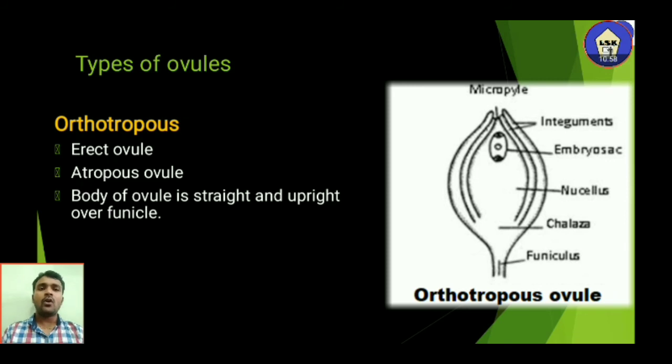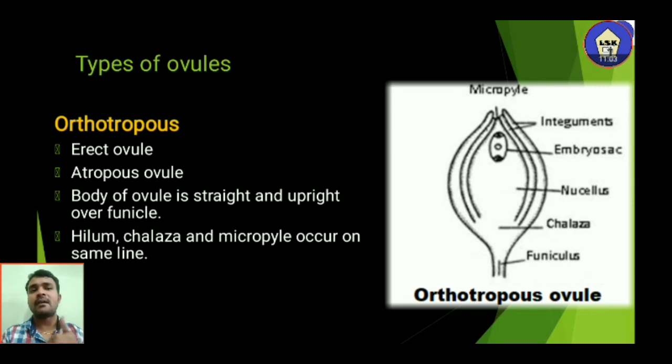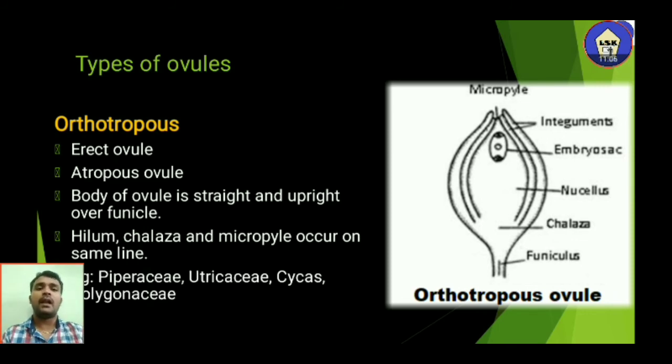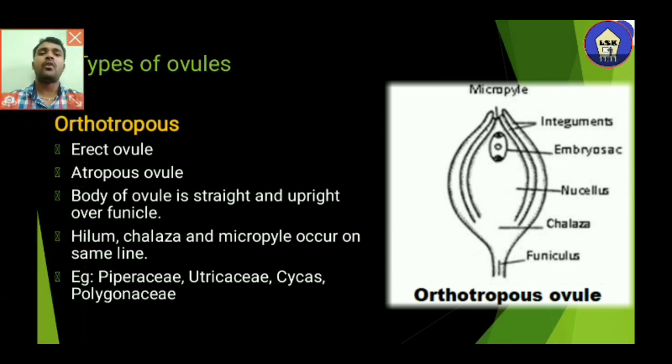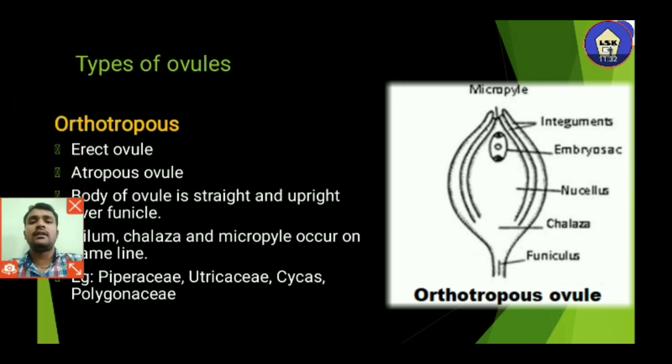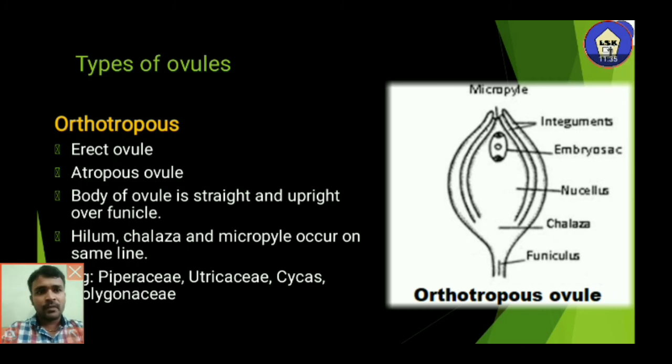Here the body of the ovule is straight and upright over the funicle. And hilum, chalaza, micropyle occur on the same line. The example is Piperaceae. The members of Piperaceae produce this type of ovule. Even Urticaceae, the cycads, which are members of Gymnospermae, and the members of Polygonaceae also produce straight ovules. Just remember: straight ovule, erect ovule, atropous ovule, or orthotropous ovule, one and the same. So this is the first type of ovule, based on the shape, based on the structure. Just observe it and remember it.